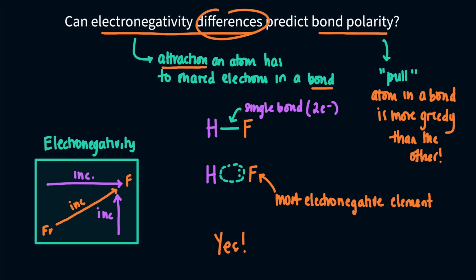The difference, by the way, is just taking each electronegativity value and subtracting it. So for example, hydrogen is roughly 2.2, and fluorine is the most, which is 4.0. Electronegativity difference is when you subtract them, and then you just see, do you have a big number, relatively, or a small number? Do you have a 0? And that can determine whether there would be a pull. So the answer here is yes.